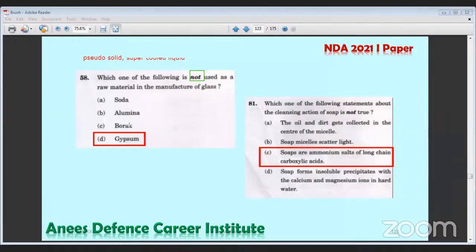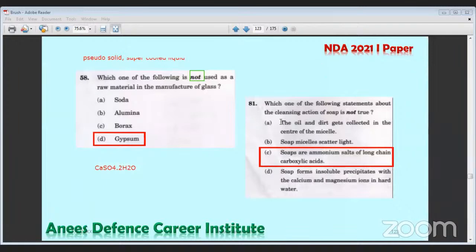Is it CaSO4.2H2O? Am I right? Is it CaSO4 or 2H2O? Very important. CaSO4. Yeah, very good, Yuvraj. Absolutely. CaSO4.2H2O for gypsum. So the answer is gypsum here. Let's move on to the next question, please.